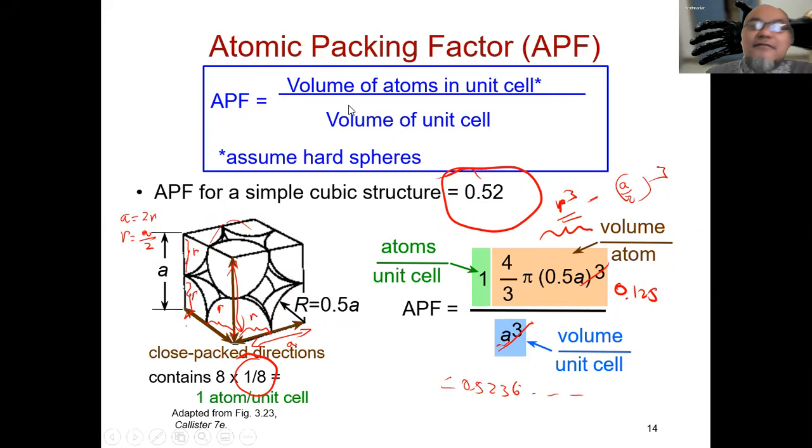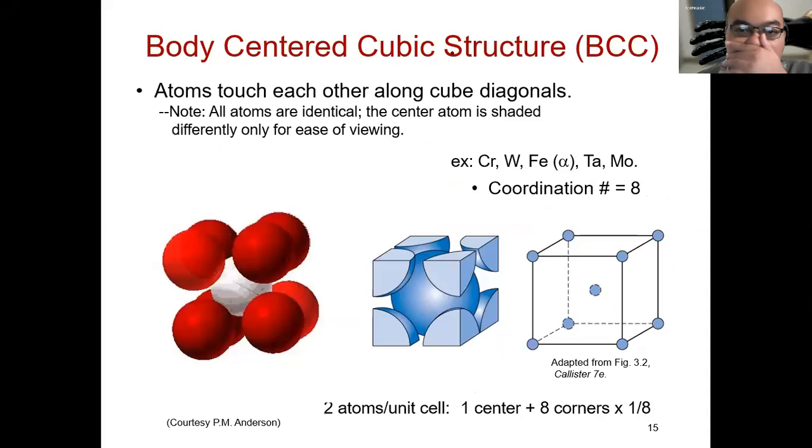Okay, then consider the next structure for metallic crystals, which is body centered cubic. In the body centered cubic, if we consider a single unit cubic cell like this, the atoms occupy not only the corners of the cube, but also the center of the cube.